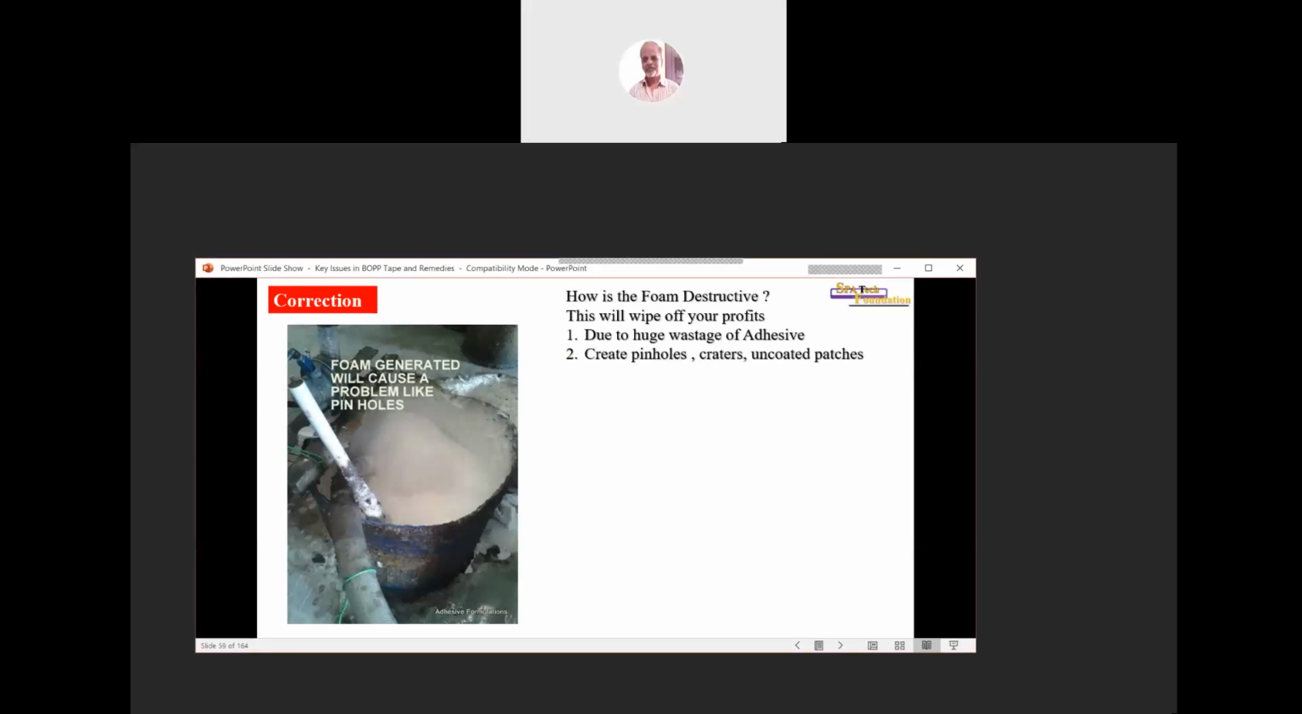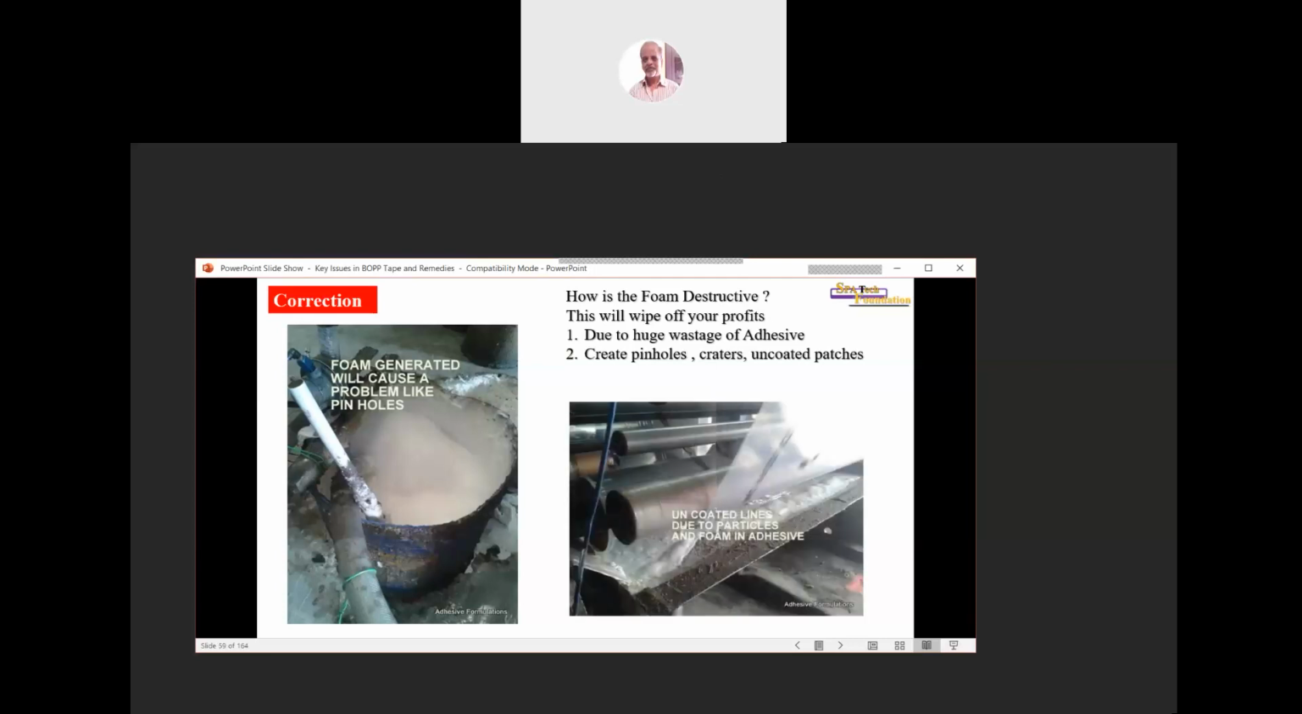The foam generated will cause problems like pinholes. This is how you can see the quantity of foam generated in the drum if the adhesive is not handled properly. This is how the uncoated lines are created due to particles and foam in the adhesive.